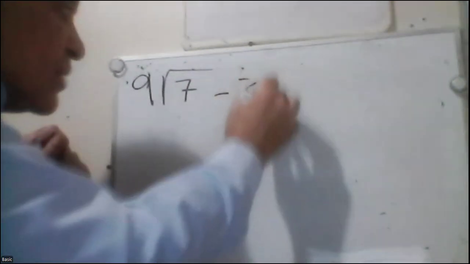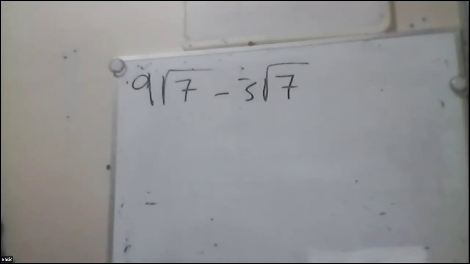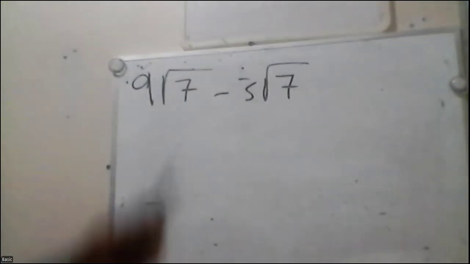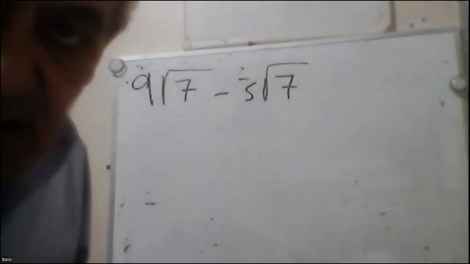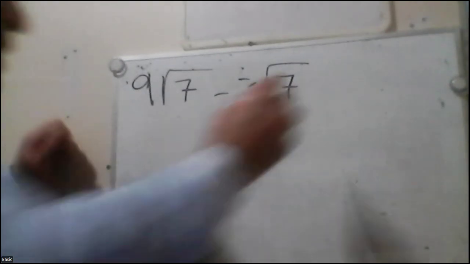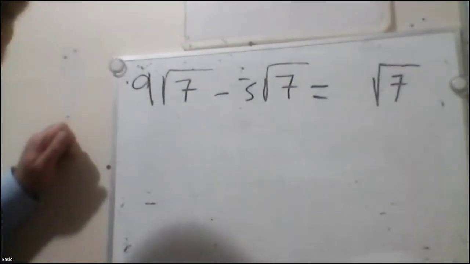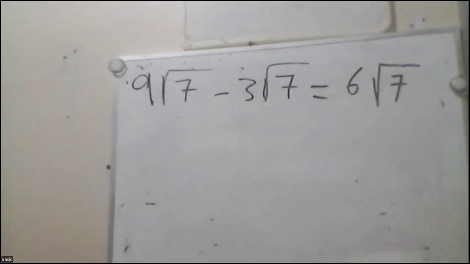Take the example from the 9 root of 7 minus 3 root of 7. Okay, so this is very simple, guys. Very, very simple, because the root is common in both of them, like you see here. 9 root 7 minus 3 root 7. The root of 7 is there, will be written there. 9 minus 3 will give me 6. So it will equal 6 root of 7.